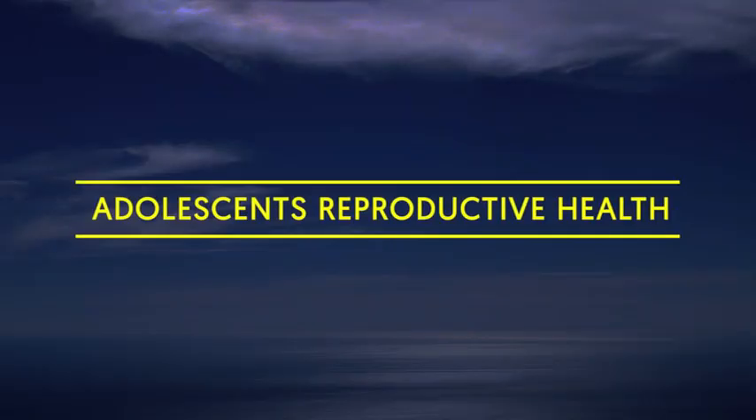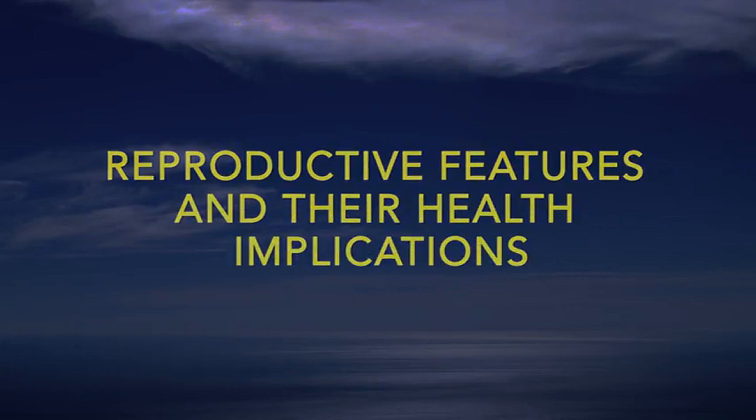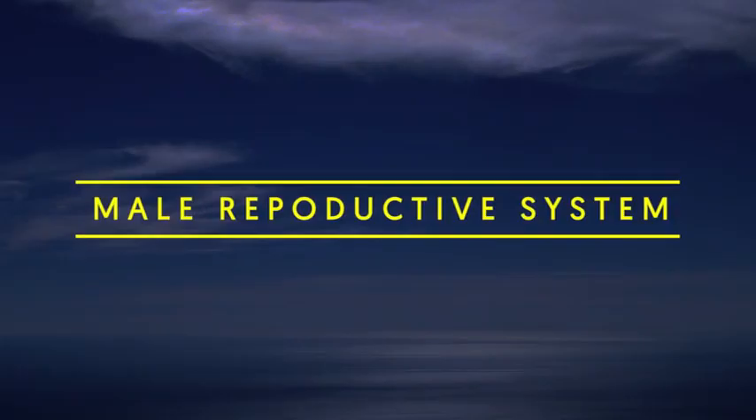Do you recall our last lesson on the characteristics of adolescents? Good. I hope you really enjoyed the lesson. Today, I want us to look at another lesson on the topic, adolescent reproductive health. And the lesson is reproductive features and their health implications. Our focus will be on the male reproductive system.